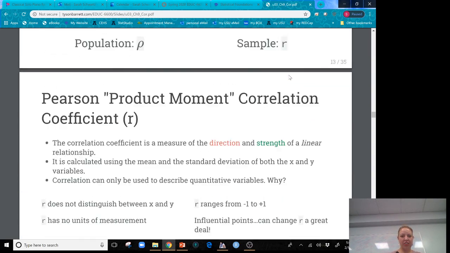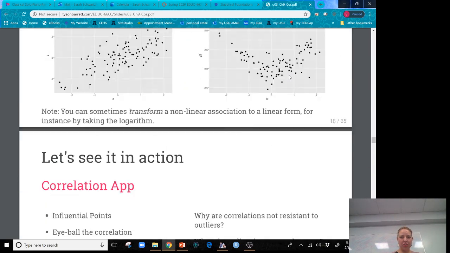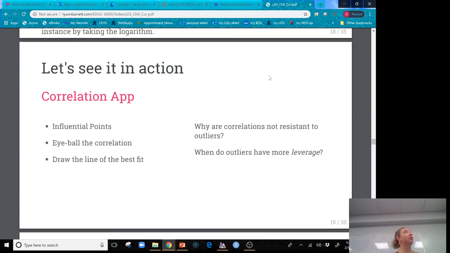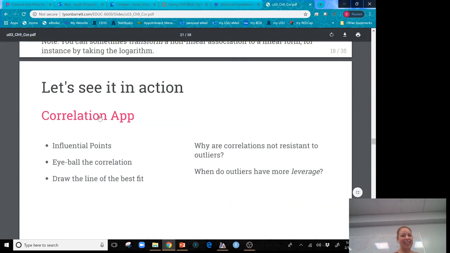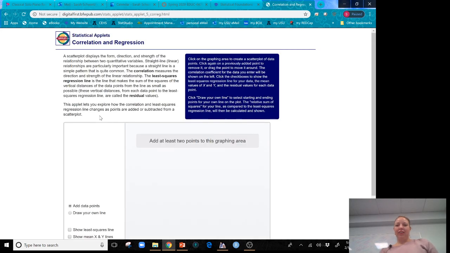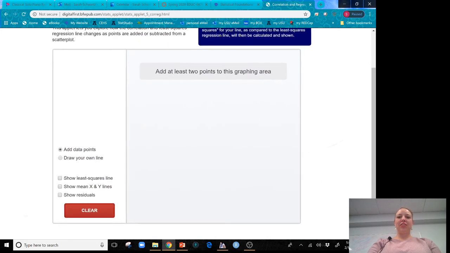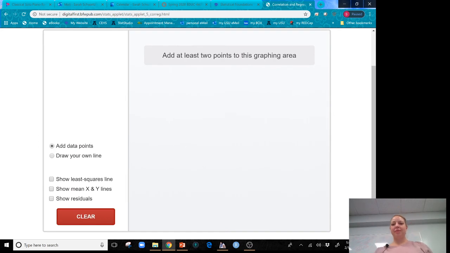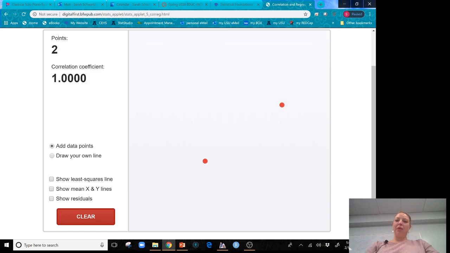Okay, to show this, I want to go to this app. This is the last thing we'll do because we only have 5 minutes left. I like this app. This is a good app. This app came with the textbook I used to teach Stat 1040 in. This is an app where you can make some points. I have 2 points. What's the correlation? Perfect 1.0. Why is the correlation perfect 1.0? Because you can draw a perfect line through that data.